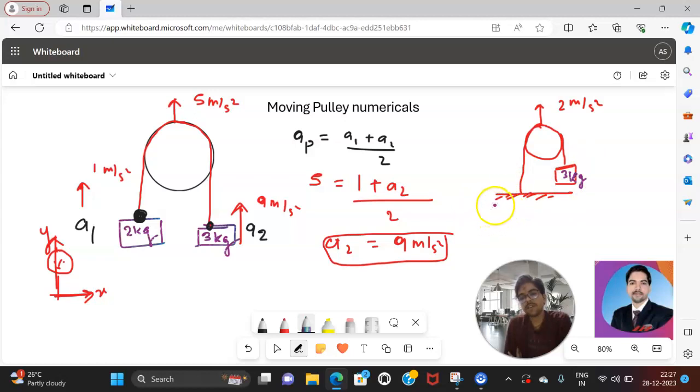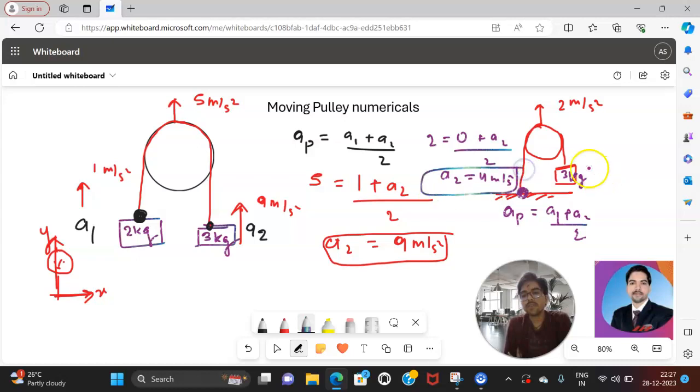Simply apply the relation. For a moving pulley, acceleration of pulley equals (A1 plus A2) by 2. This is the formula we will use. So what is the acceleration of the pulley? It is going up, so 2 equals (A1 plus A2) by 2. A1 is the acceleration of this end of the string. This end is fixed, so this is 0 plus A2. So A2 comes out to be how much? 4 meter per second square. Is it clear? So this 3 kg block is moving with how much acceleration? Plus 4. Is it clear?